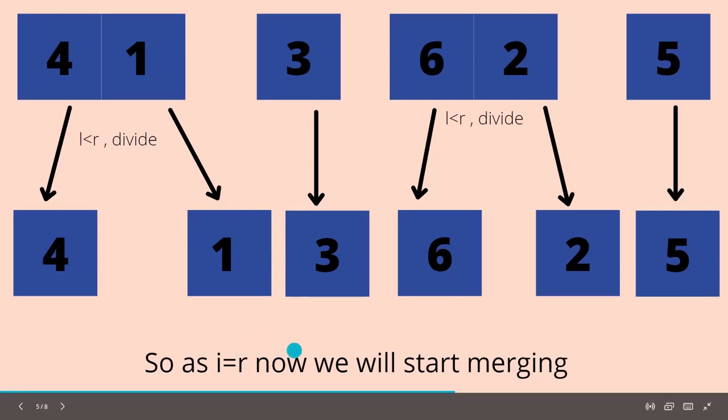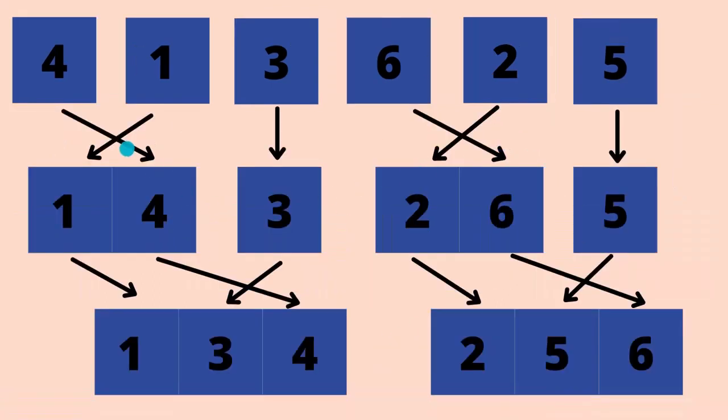So now L is equal to R. Now we can start merging. In merging we will have two pointers, I and J. We'll check whichever is smaller, and we will include that element into the next array. So first 1 will be included, then 4. In this case 3 will come down. In this case first 2 will be included, then 6. In this case 5 will come down.